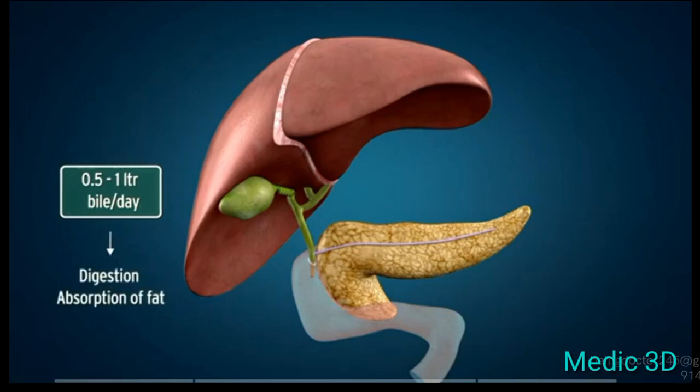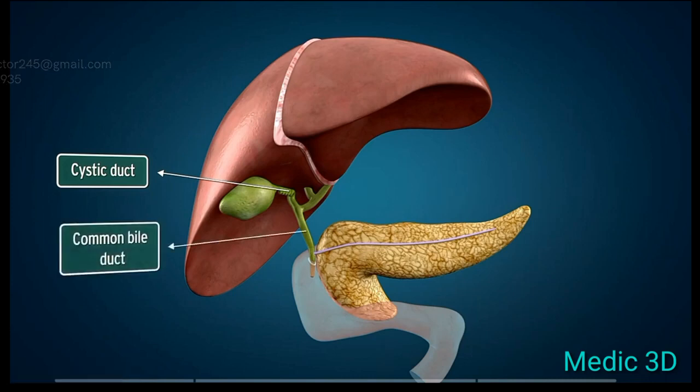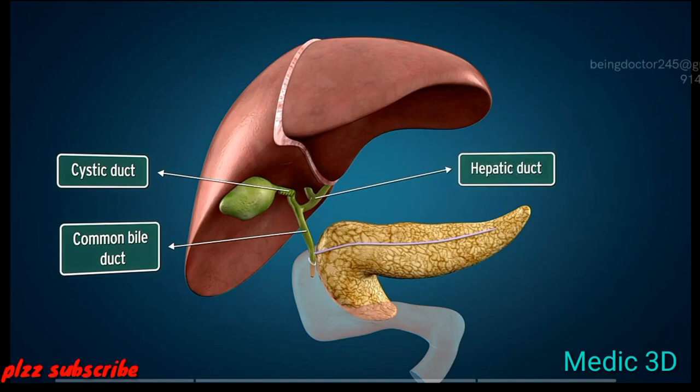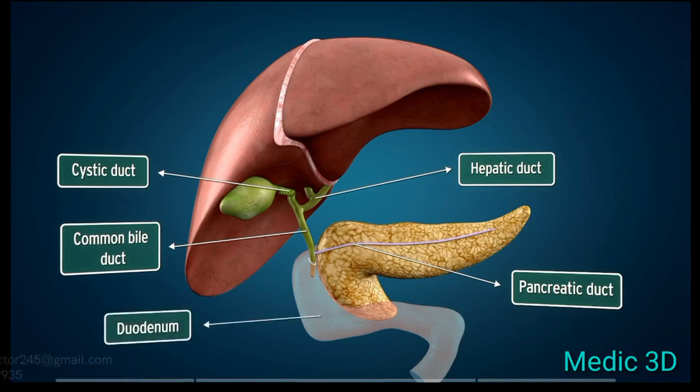the secretion of bile is essential. The cystic duct of the gallbladder forms a typical bile duct in conjunction with hepatic duct. The typical bile duct joins with the pancreatic duct and opens through the sphincter of Oddi into the second part of the duodenum.